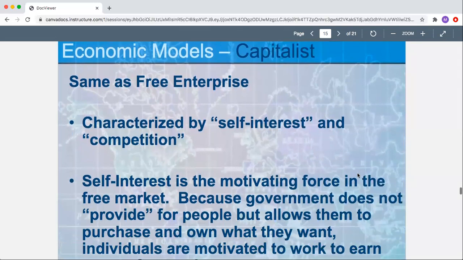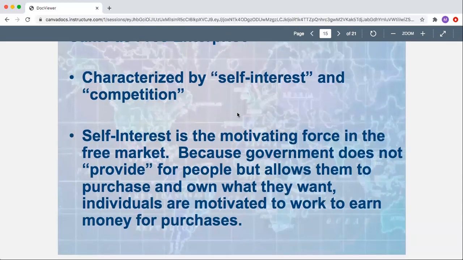So for the model of capitalist, it's the same as a free enterprise or market. So it's characterized by self-interest and competition, meaning they thrive on which business can make the most profit. It is pure competition. Every business wants you to come to them, so they're fighting for your money. Self-interest is the motivating force in the free market. Because government does not provide for people, but allows them to purchase and own what they want, individuals are motivated to work to earn money for purchases.